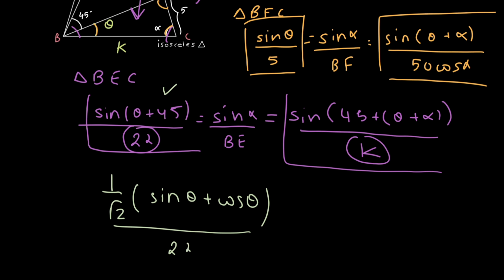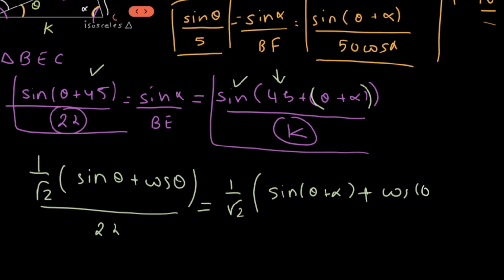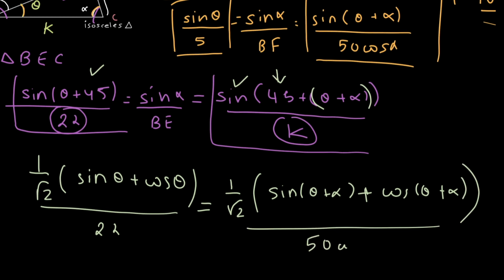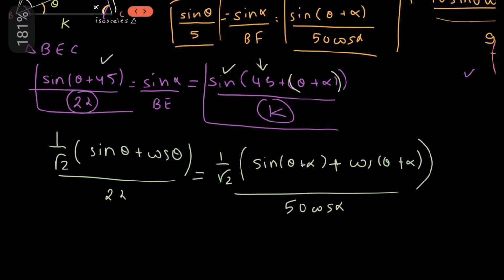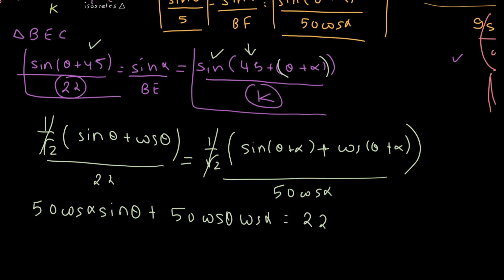Divided by 22 equals, now again here we have sine of 45 degrees plus this complete angle, and if I open this I will get 1 upon square root of 2 times sine of theta plus alpha plus cos of theta plus alpha, and this is getting divided by k, and remember that we have the value for k as 50 times cos alpha from equation number 1. Now here 1 upon square root of 2, 1 upon square root of 2 got cancelled out. So what I finally get after cross multiplication is 50 times cos alpha sine theta plus 50 times cos theta cos alpha equals 22 times sine of theta plus alpha.